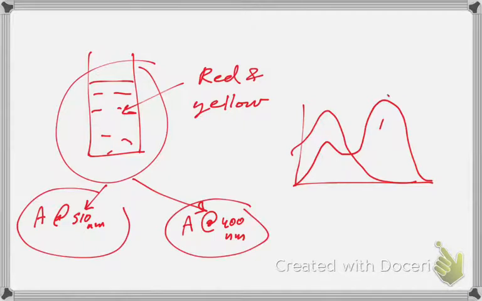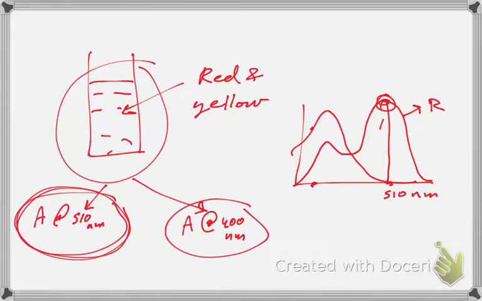Let's go back to these wavelengths. This here is the first one, and this here is the second one. At this wavelength, which is the 510 nanometer, the only thing that absorbs is the red color. So all the absorbance here of the unknown, because I am measuring it at 510 nanometers, only comes from red, because yellow is almost zero here. It doesn't absorb. So what does that mean? Let me have a place to write this down.